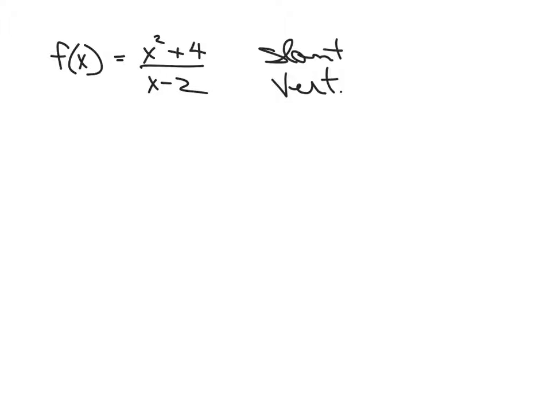So we've got pretty much with this 2 different things that we're looking at. One is our slant asymptote, which means we are going to divide this out to find out where our slant asymptote is.